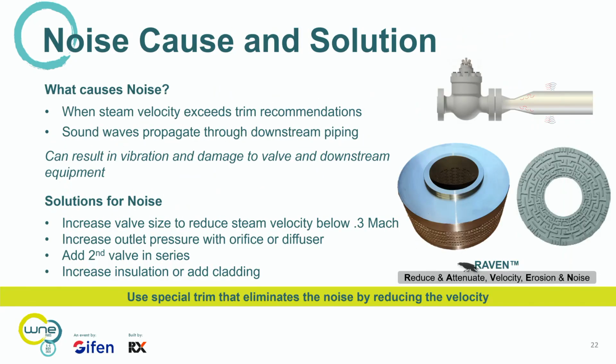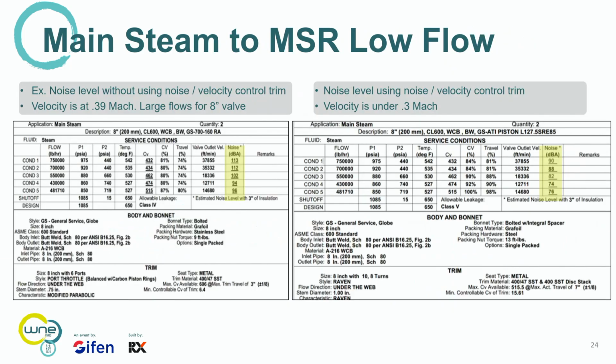In this case, we actually used our special trim to reduce the velocity, called our Raven trim, which is a disc stack trim that has several different stages. It could be customized for any particular application, okay? I'm just trying to give an example here. I sized this valve without using the noise trim, and then I sized it with the noise trim, with the Raven. You can see this was up at 113 dB.